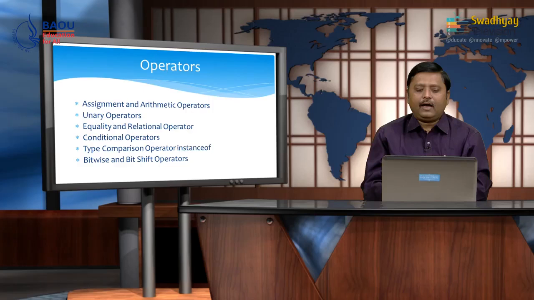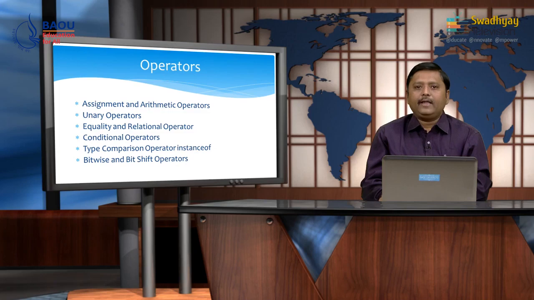So, in Java, we can classify operator into many categories. On screen, you can see the type of operators available in Java. They are assignment and arithmetic operator, unary operators, equality and relational operators, conditional operators, which is also known as ternary operator. We have type comparison operator called instanceof, and we have bitwise and bit shift operators. Now, all these operators are classified based on the type of work they carry out.